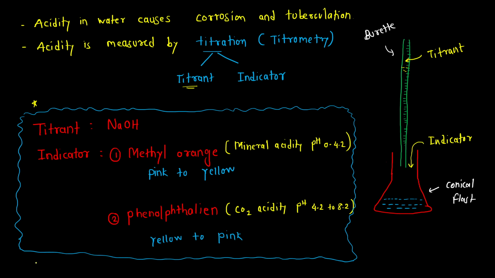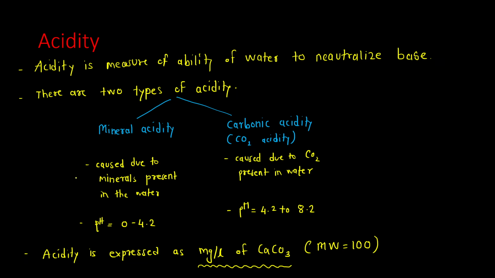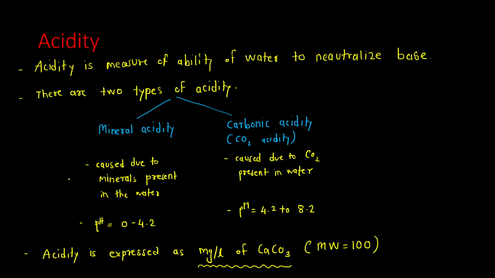We'll start with alkalinity now. So this alkalinity is opposite to acidity. Acidity was caused due to H+ ions, and it was the ability of water to neutralize base. So for alkalinity it will be opposite. It is the measure of ability of water to neutralize acid.